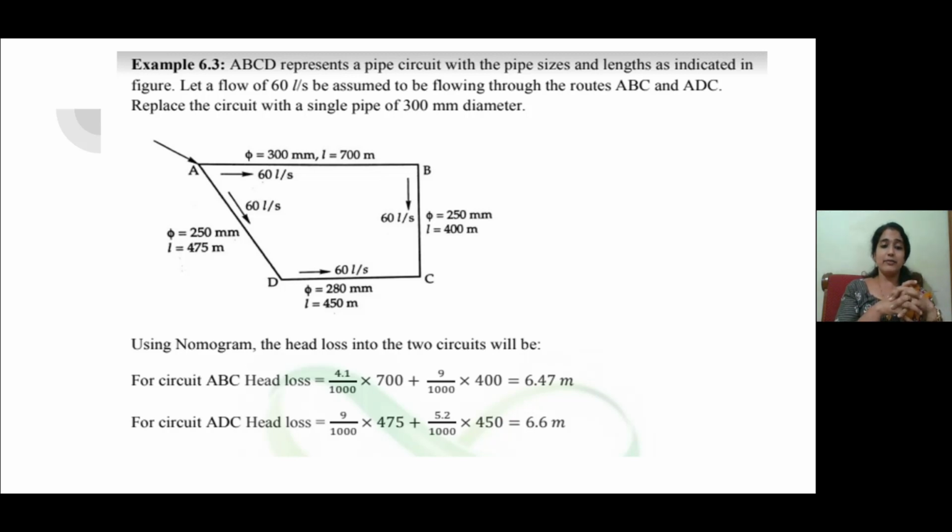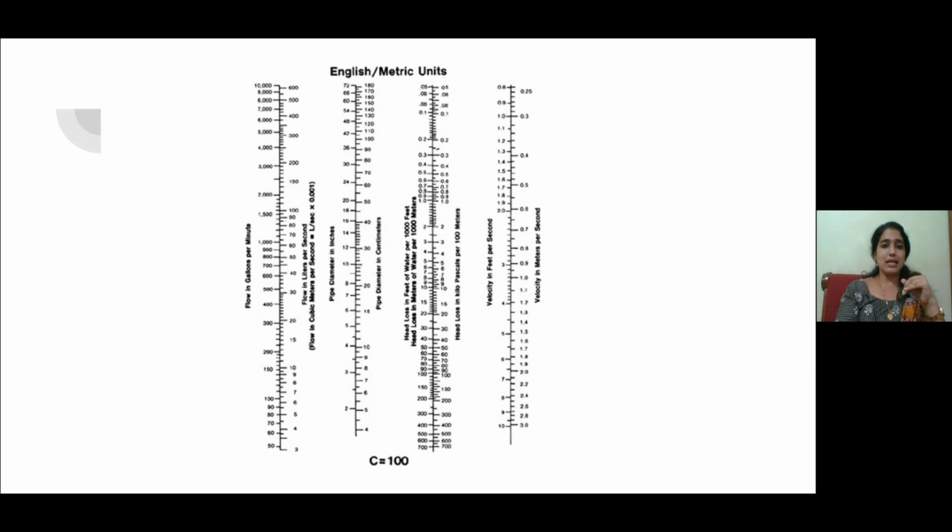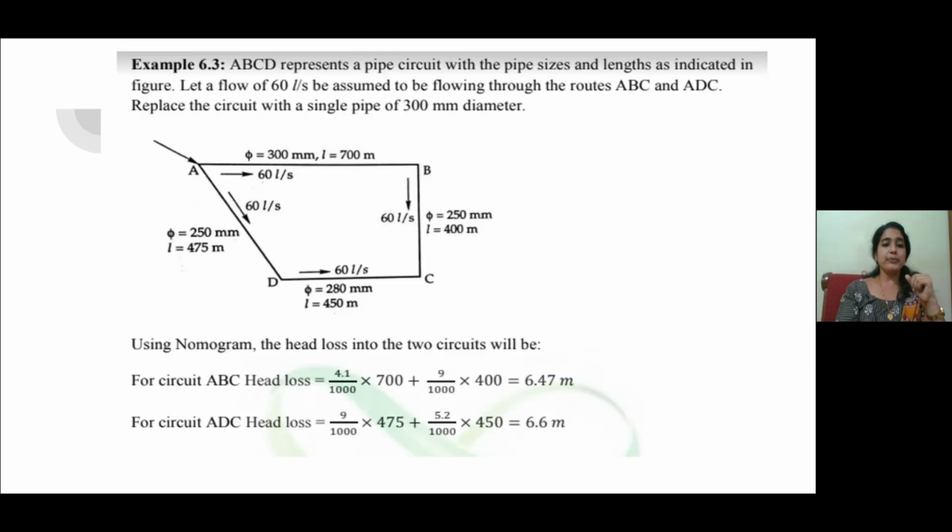Diameter was already given. Using the nomogram that we already saw in the previous slide, the head loss in the two circuits will be: for the circuit ABC, head loss is equal to, what is the equation? Rate of head loss divided by 1000 into length of the pipe.